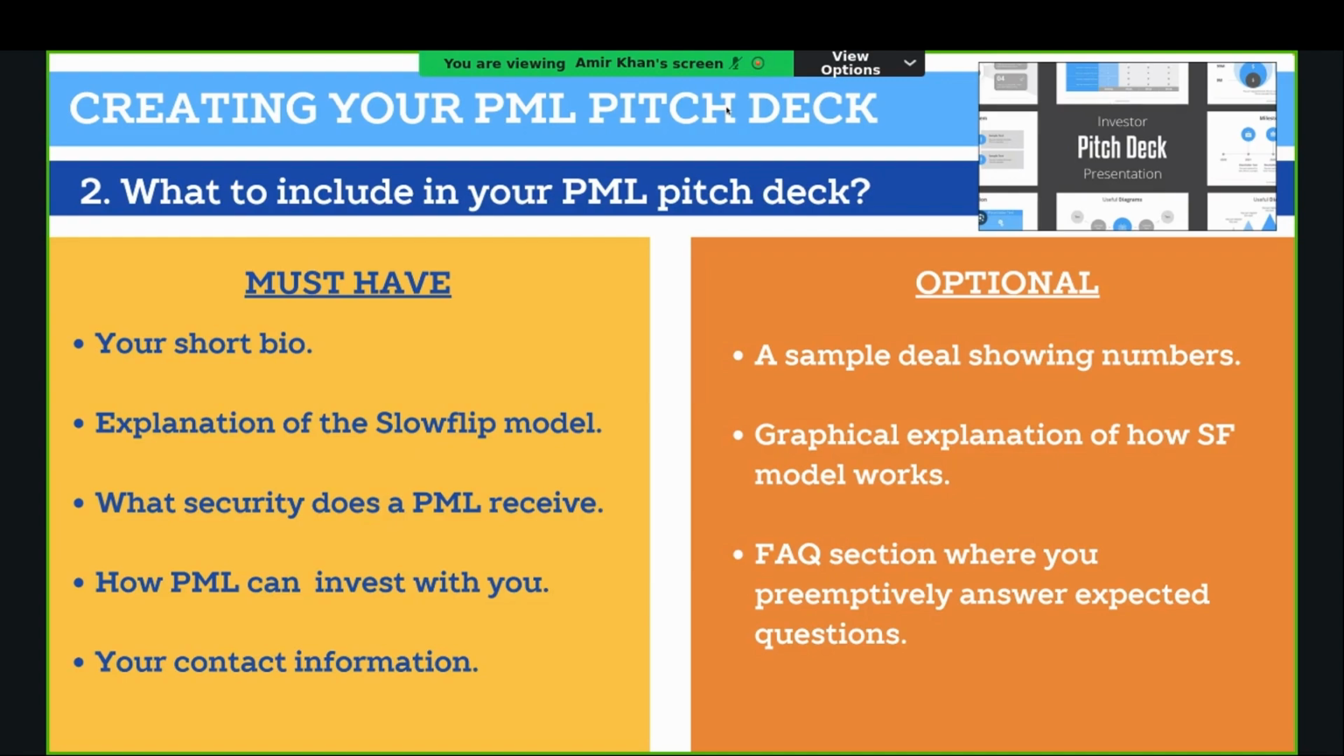All right. Now, what about the optional things, the things that will really make it stand out? You need a sample deal showing numbers. Now, some newbies get stuck with this because they haven't done their first deal, and it's completely understandable. My suggestion, and I think there was a question about that on the forum, and I've done that before as well, is that you can use deals done by other members in the community. You can use it as a sample, right?